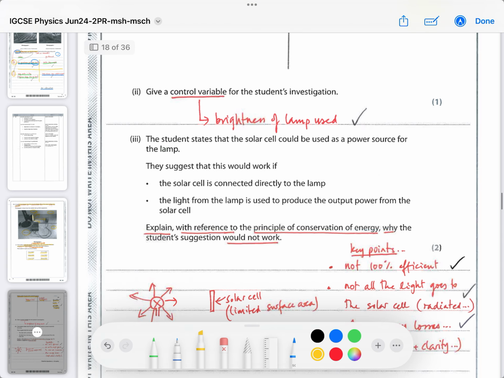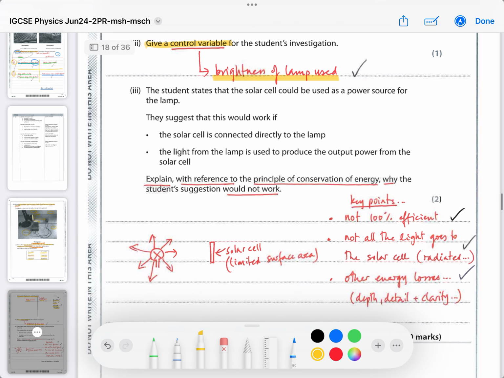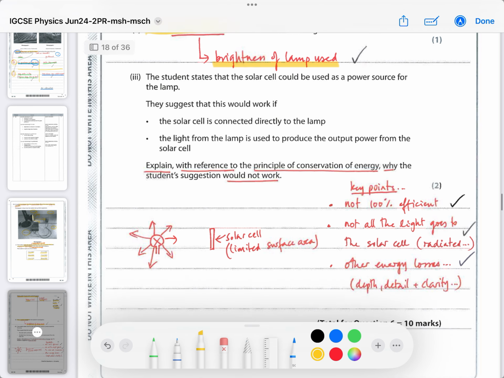And then they want to ask you about a control variable for this experiment. I put the brightness of the lamp used. Yes? So you want to keep the same lamp throughout, and you can look at the mark scheme for alternatives. They just want you to know the scientific method.